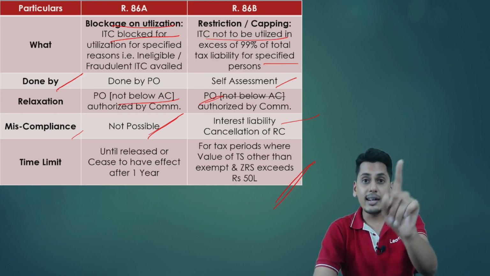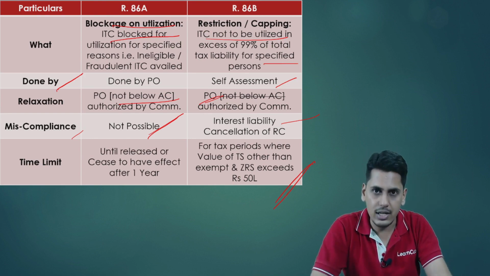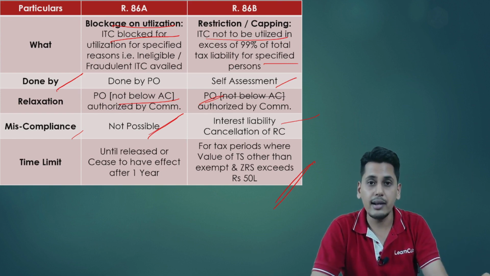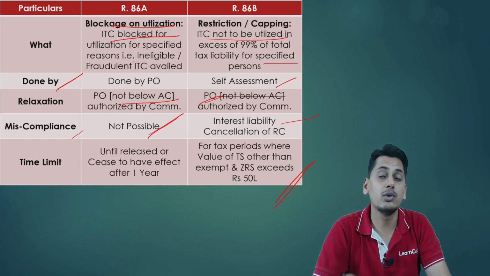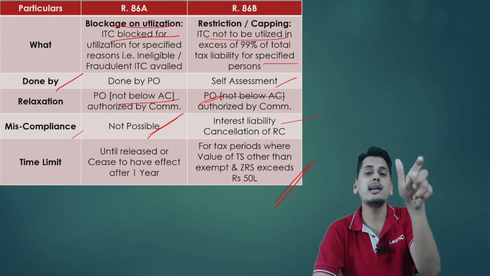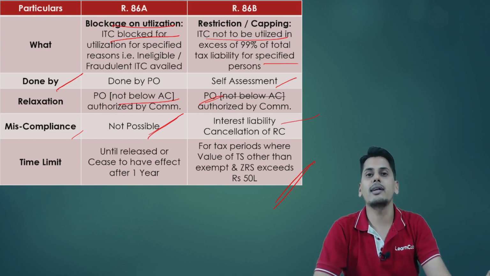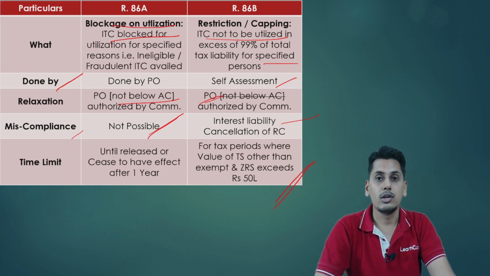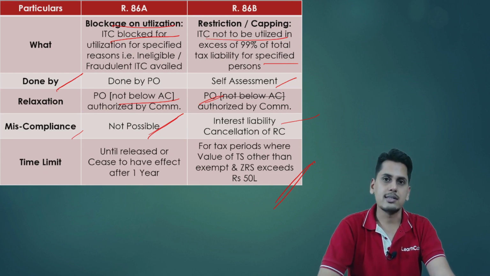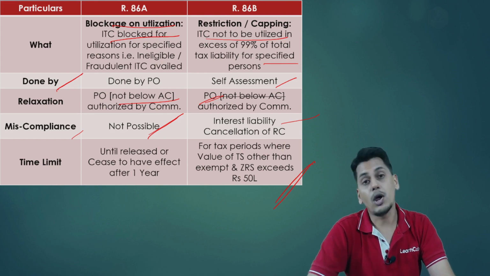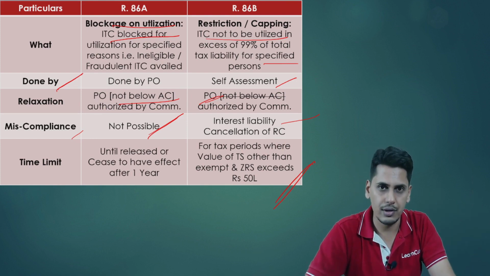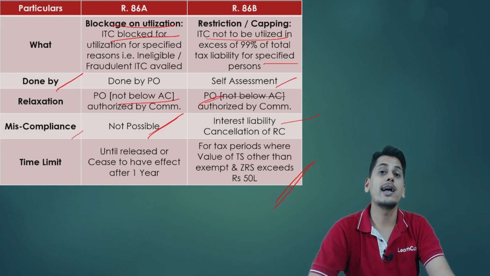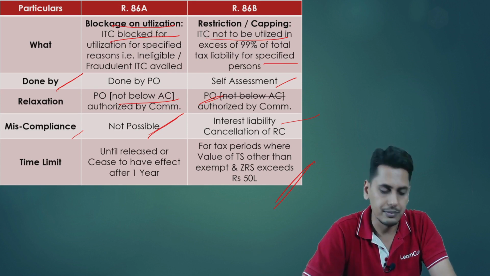Now, since you have not discharged the liability from the electronic cash ledger, suppose you have miscomplied and you receive a notice asking that you need to comply with 86B, for the delay in depositing the tax through your electronic cash ledger you will have to pay interest, and also your registration is liable to be cancelled. Under section 29, the proper officer can suo motu initiate cancellation of registration, and one of the reasons why the proper officer can do so is violation of the provisions of Rule 86B.